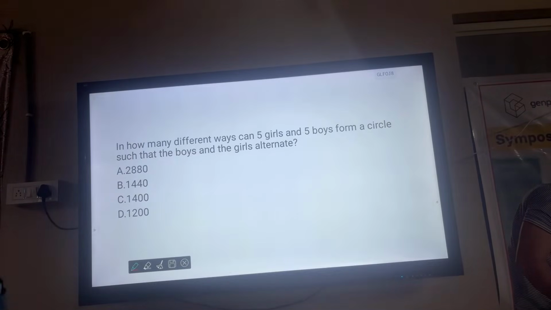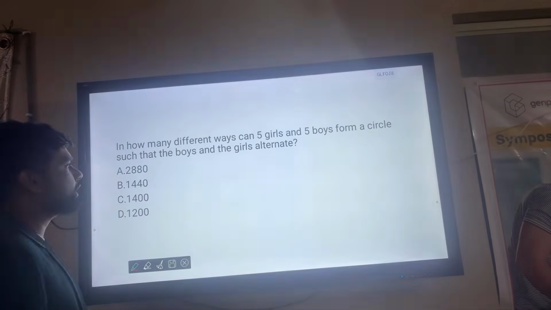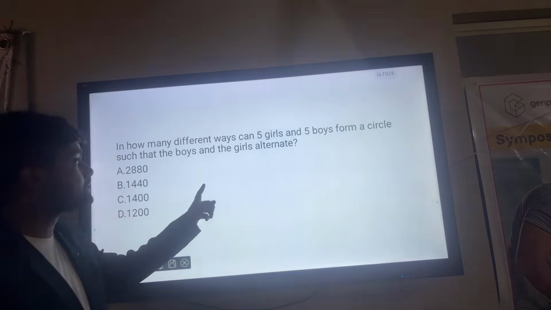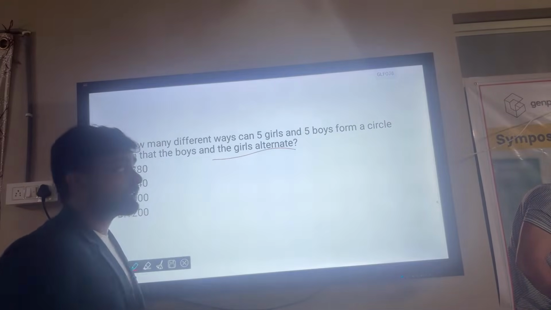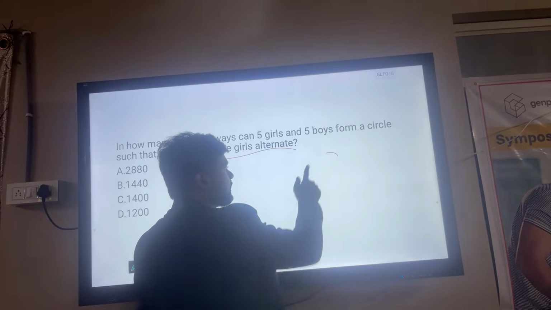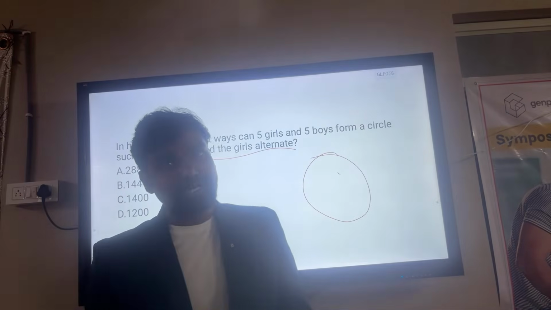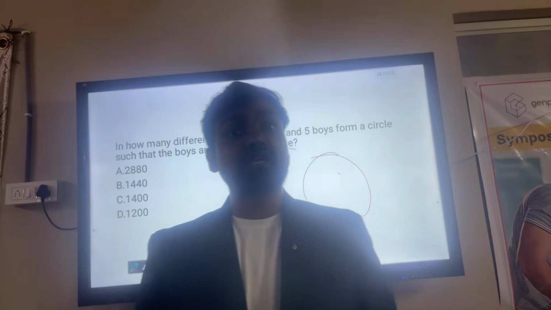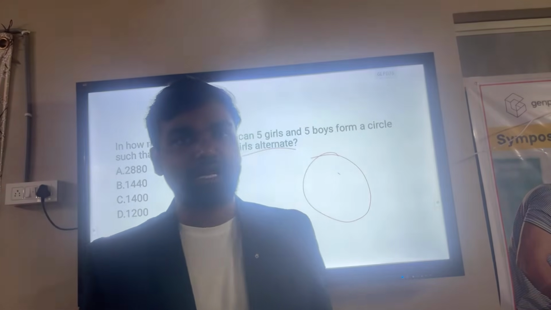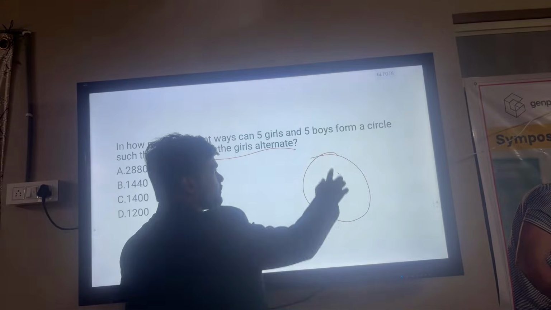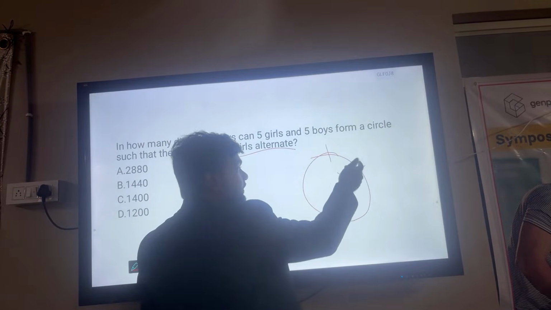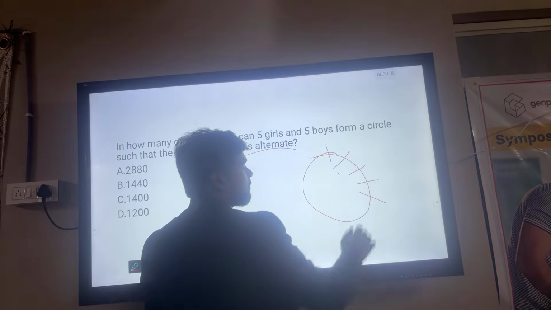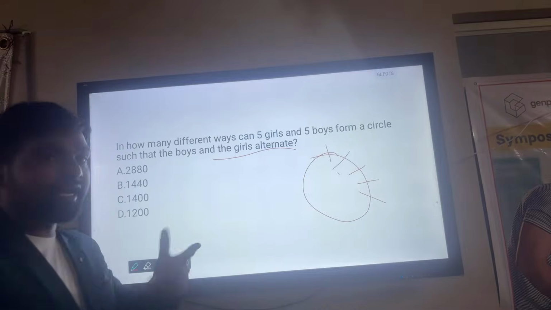In how many different ways can 5 girls and 5 boys form a circle such that the boys and the girls alternate? Important: circle. In normal permutation, to arrange n things you simply do n factorial. For circular permutation, you have to do n minus 1 factorial. Suppose one girl is here, one girl is here; in between, you have to get a boy. Like that, you have to arrange in an alternate way.